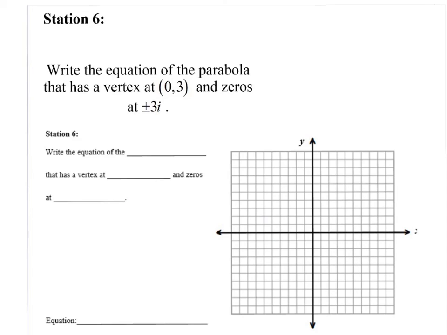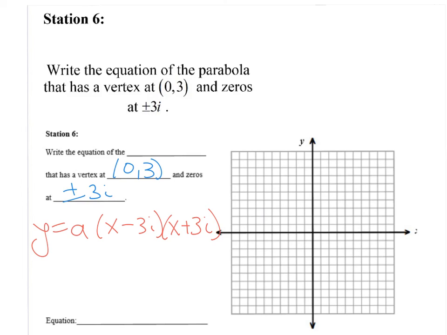Okay, and last but not least, station 6. Write the equation of the parabola that has a vertex at (0, 3), and zeros at plus or minus 3i. Well, if we know the zeros, we can write the factors. So that's y equals a(x minus 3i)(x plus 3i). And before we find that a value, let's multiply those complex conjugates together. Let's get those factors down to a nice number.